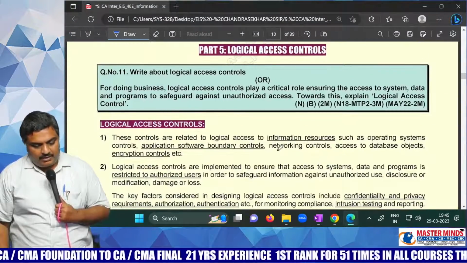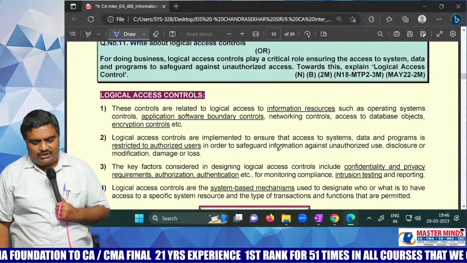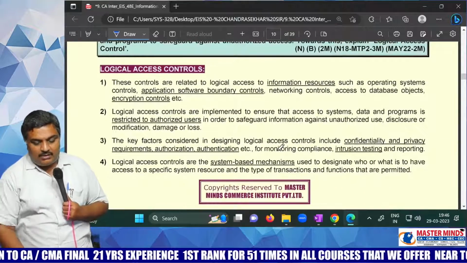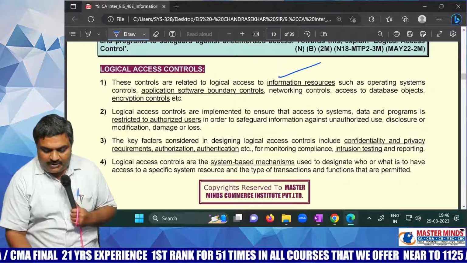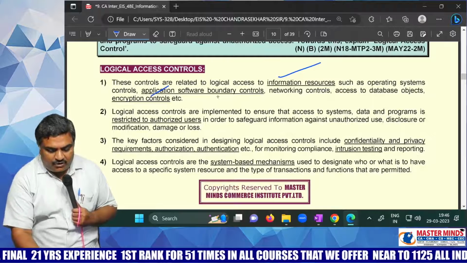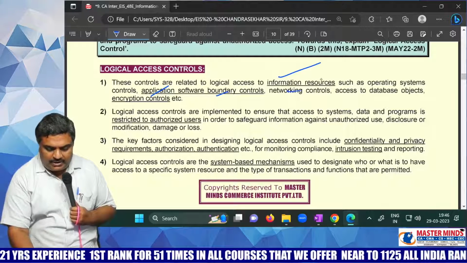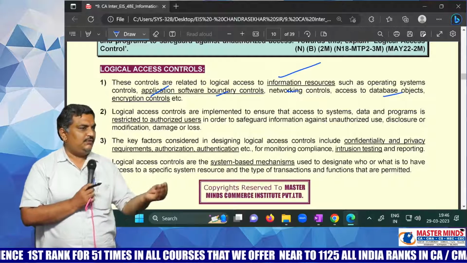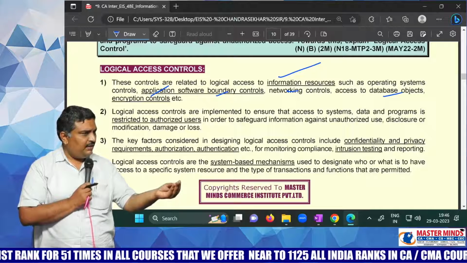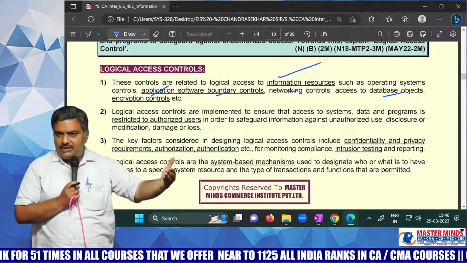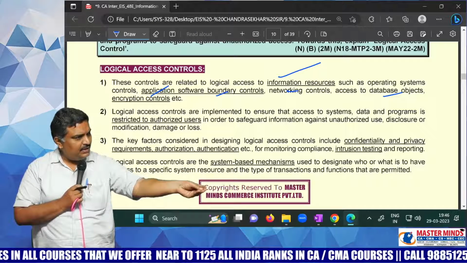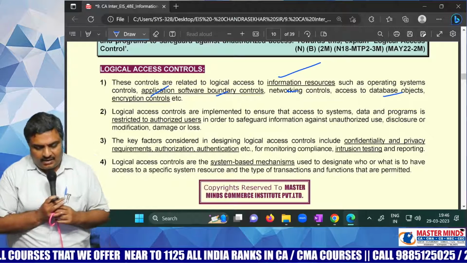Now, logical access controls. Very easy. Logical access controls means what? Not that everyone should enter into the system. Logical access controls means information resources and application software should have boundary controls and networking controls. These all things should be there. That means you are an employee in an organization. If you want to work with the software, you need to have your user ID and password. That comes under logical access controls.